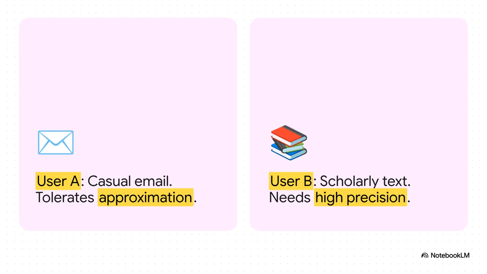But user B, they're writing a complex scholarly manuscript. They have a very low tolerance for error, because fixing the AI's subtle, conceptual mistakes is going to take hours of expert correction. For user B, a slightly slower, high-precision answer is actually the cheapest and most efficient option.